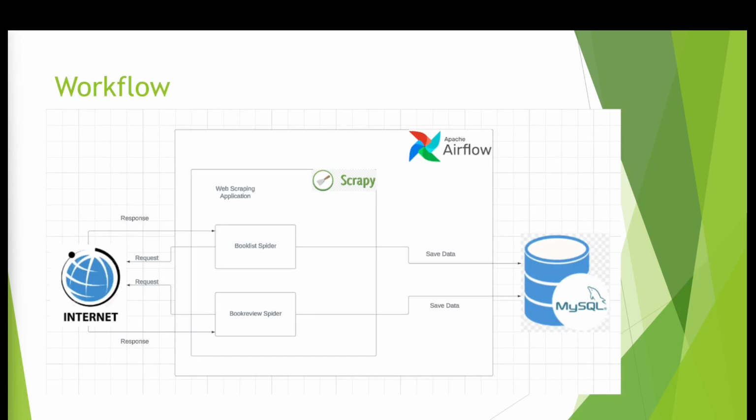In this workflow, we have a Scrapy application where we have two spiders, book list and book review spider. So what is a spider? A spider is a class responsible for defining how to follow the links through a website and extract the information from the pages. Book list spider fetches the list of books details in a link. Book review spider fetches the reviews of each book which is listed by book list.